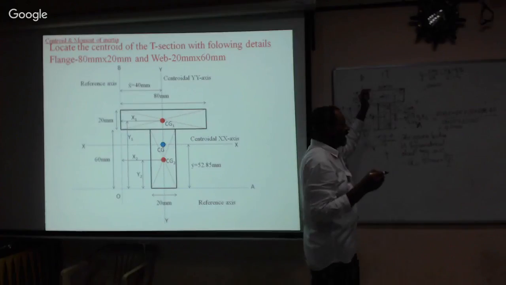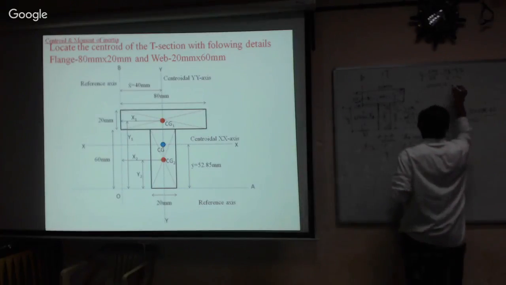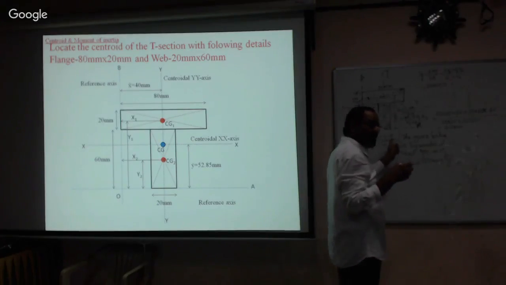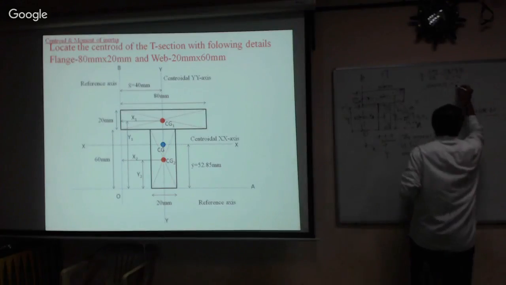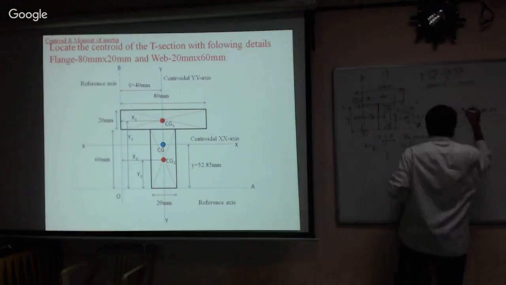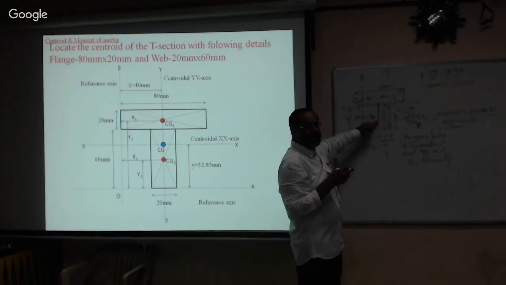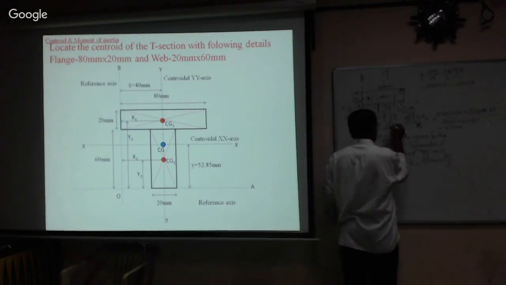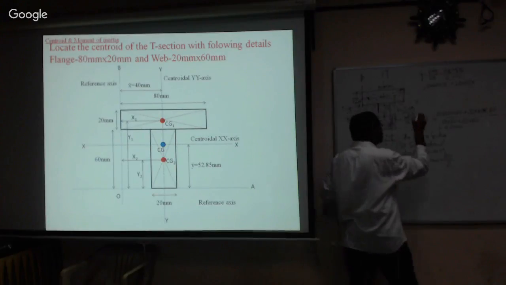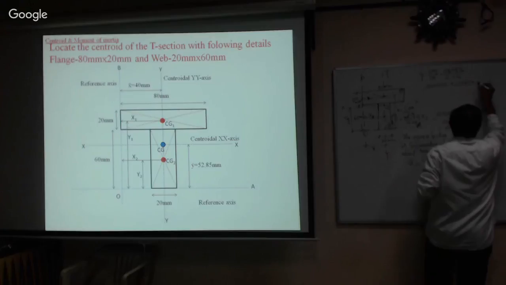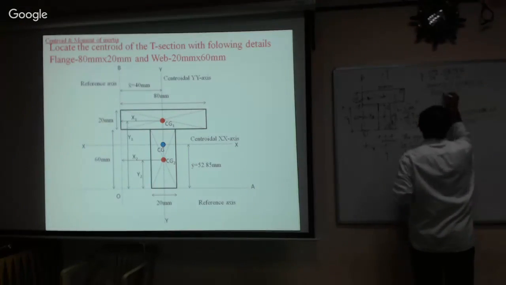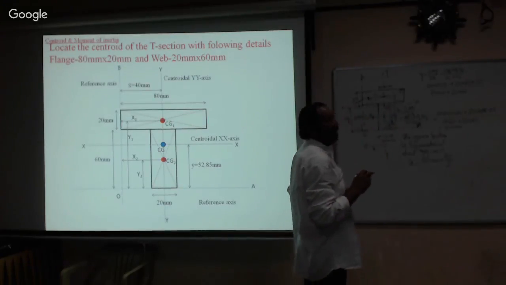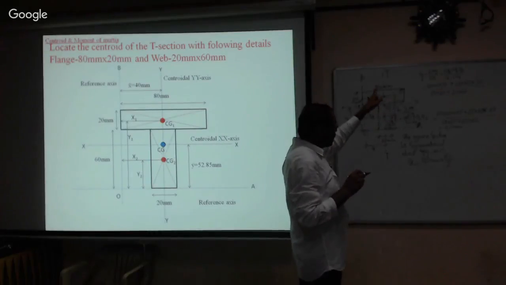60 plus 10 is equal to 70, plus area A2, 20 multiplied by 60. Where is the centroid of the second figure lying? From here to here, this is y2. y2 is 30, isn't it? Divided by the area 80 into 20 plus 20 into 60. Okay, now you just calculate this.